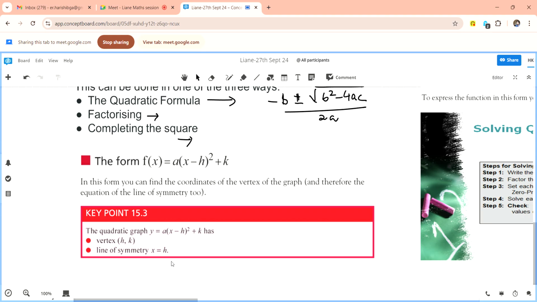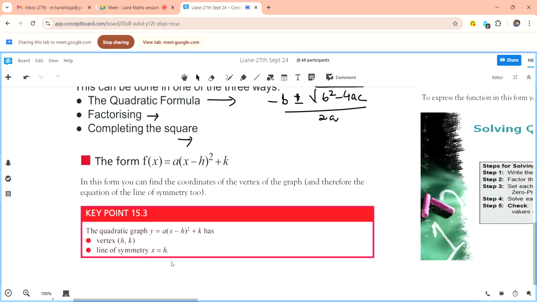What is special about h and k? The vertex. Yeah, and what does the vertex in the graph actually represent? Where does this vertex lie? The maximum or minimum point, like the turning point. Exactly, the turning point. Very good.